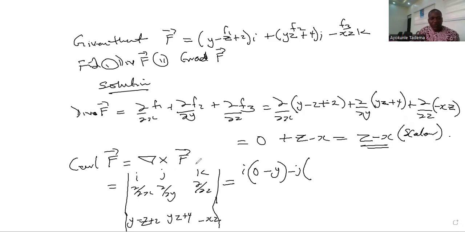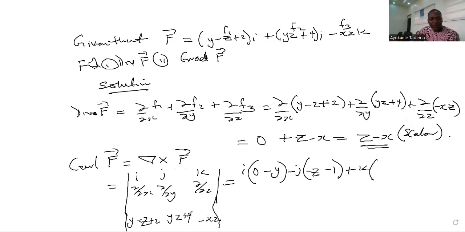Minus j, open bracket. You cover this, you cover this. Differentiate this one with respect to x. When you differentiate this one with respect to x, you have minus z. Minus, you differentiate this one with respect to z. And when you differentiate y, you have 0. When you differentiate 2, you have 0. When you differentiate minus z with respect to z, you have minus 1.